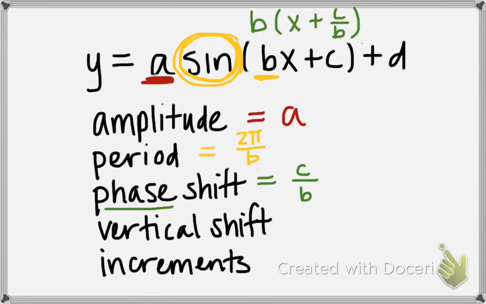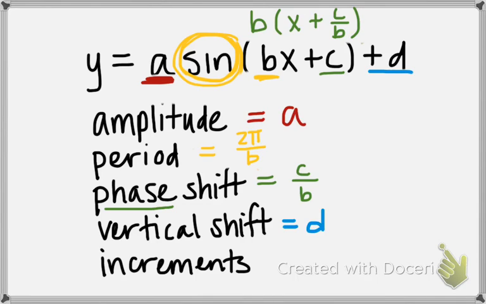Now the vertical shift is going to be controlled, as you may expect, by the value of d. So whatever's added or subtracted to the function, just like in other functions that we've seen, if it's added, it's going to move the function up, and if it's subtracted, it's going to move the function down that number of units.